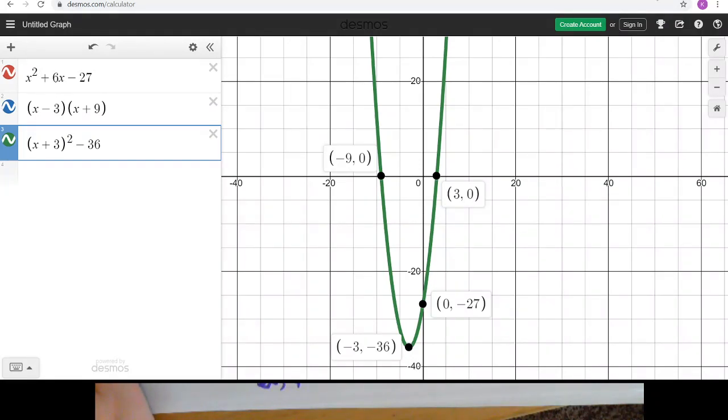But it's still the same equation. We're not changing anything, even when it looks different.